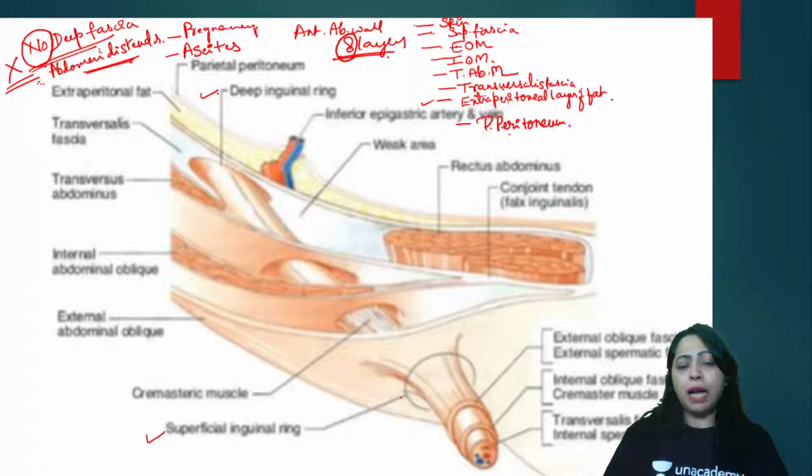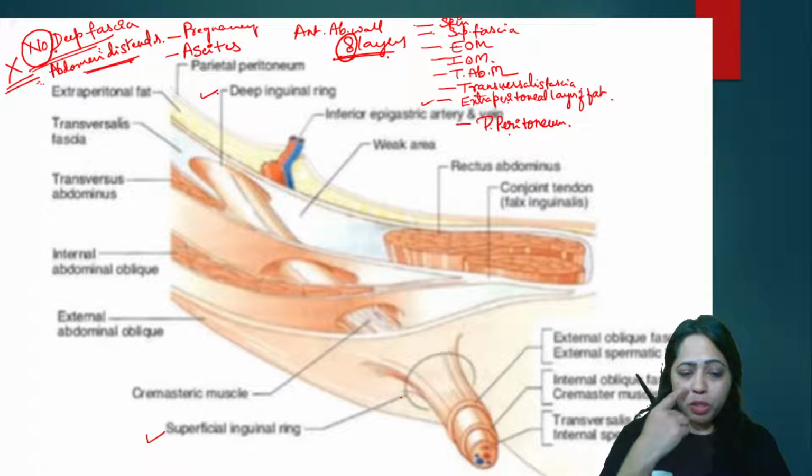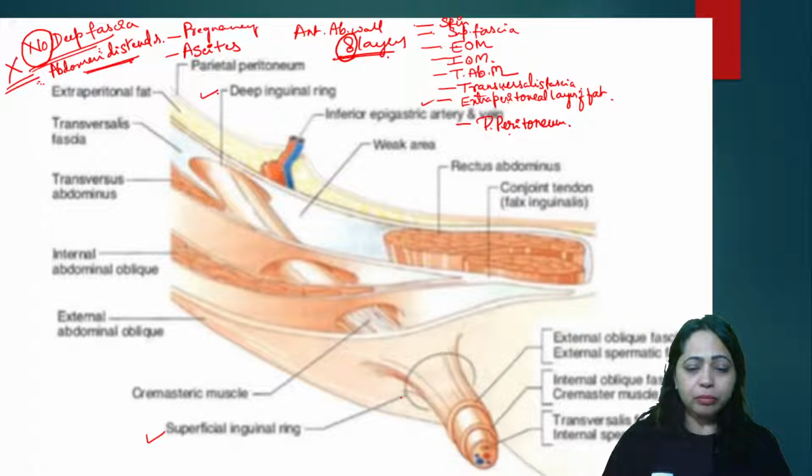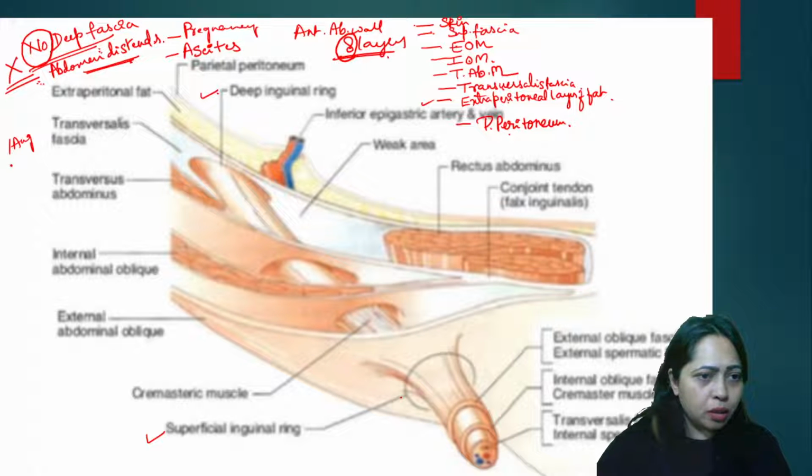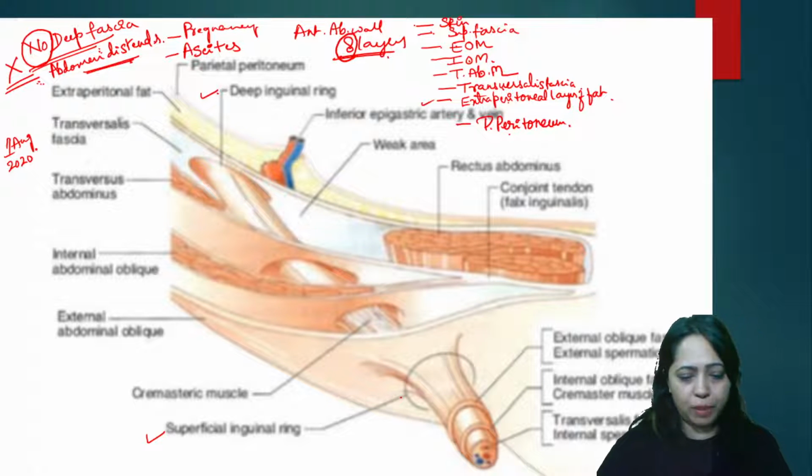So keep this in mind. This has been asked many times in the exam. Last year itself, in August 2020, it was asked: is deep fascia present in the abdomen or not? So that is one question you have to remember. All right, so now here, these are the layers, and here you can see there is a deep inguinal ring and a superficial inguinal ring. This was asked on 1st August 2020. I remember now, that was the exam. Okay, 1st August 2020. So now here, the external oblique aponeurosis.